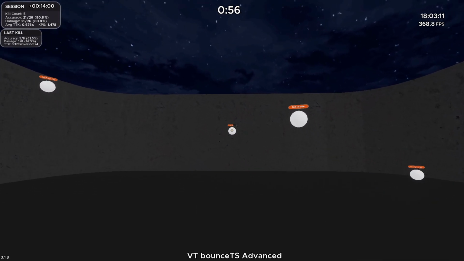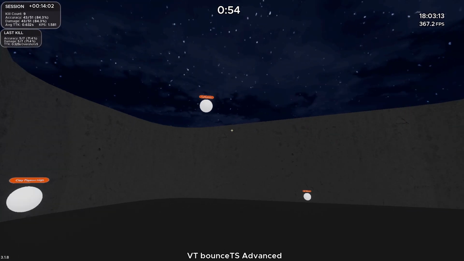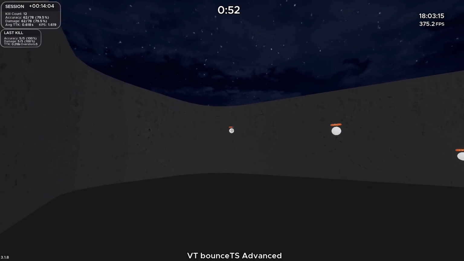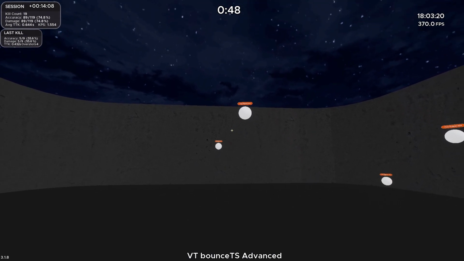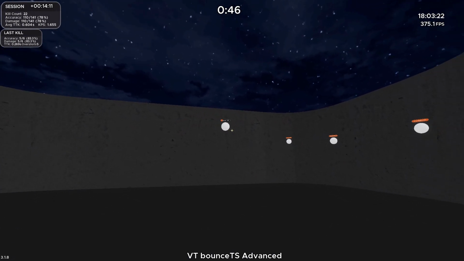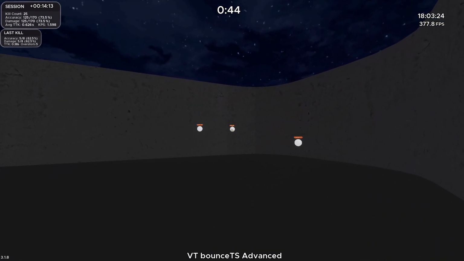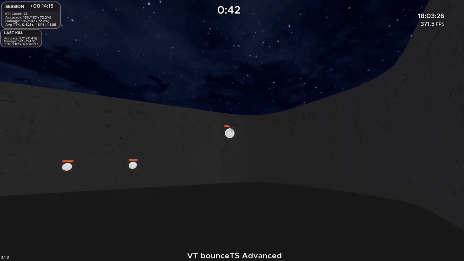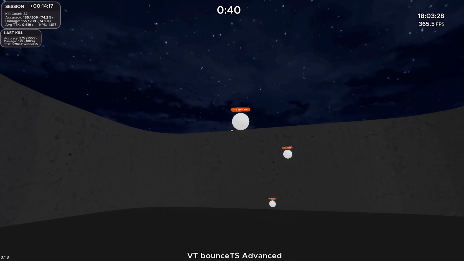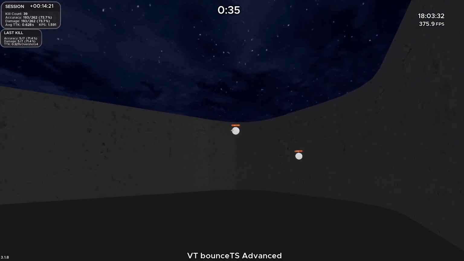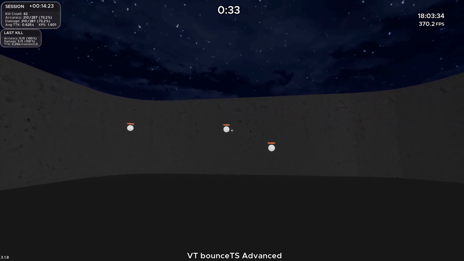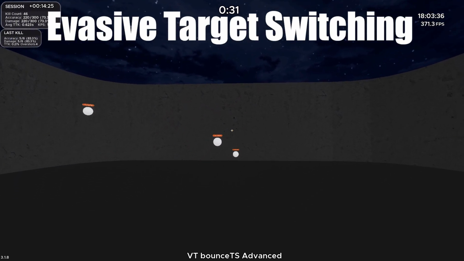Hey guys, this is the last part of the 7-part series in aim training and the different categories of aiming. We've previously already talked about clicking, specifically static and dynamic clicking, about smooth and reactive tracking, and last week was about speed target switching. And this last part is about evasive target switching.